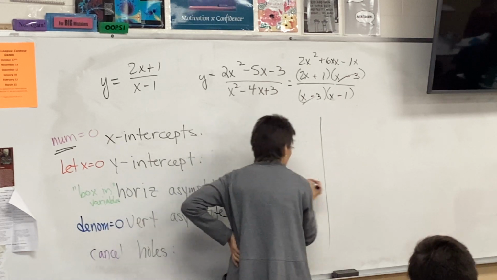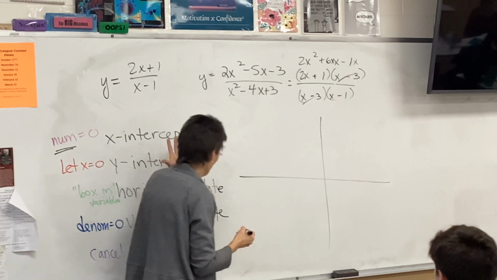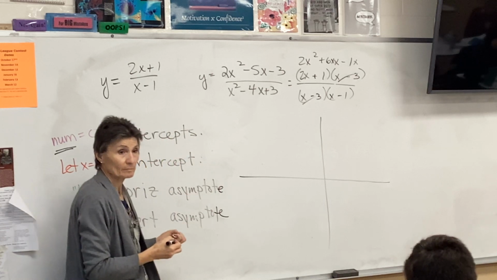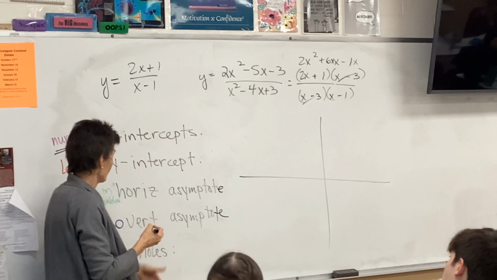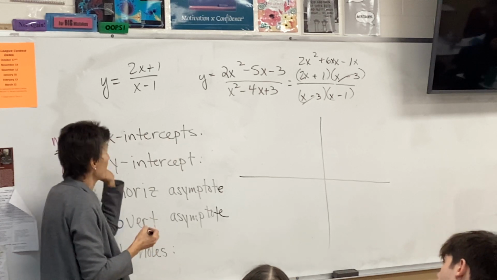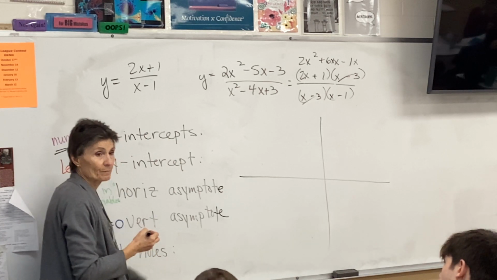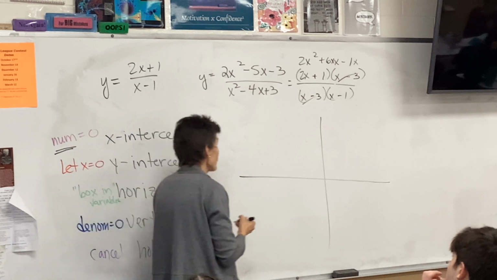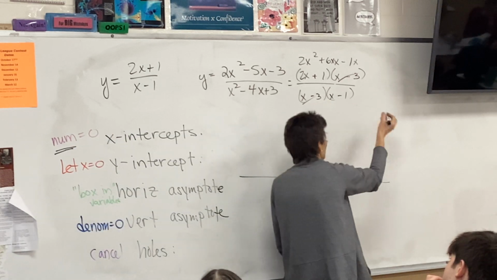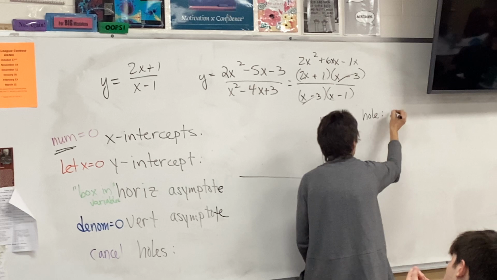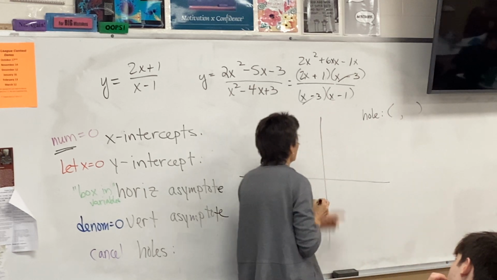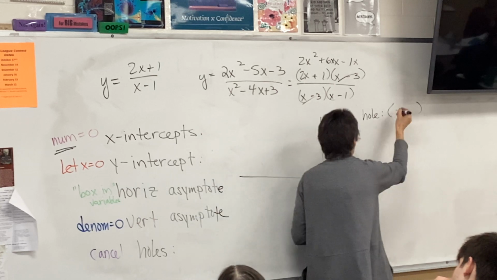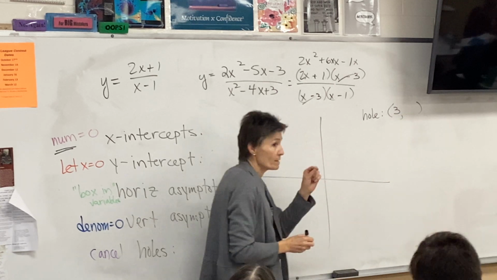All right, so now we're ready to start finding all of these things and putting them in the graph. The order doesn't matter, we just need all this stuff. So what do you want to put in here? There's a hole. We know there's a hole because we canceled. And where will that hole be? At 3 comma, not 0. Not 0. It is 3.